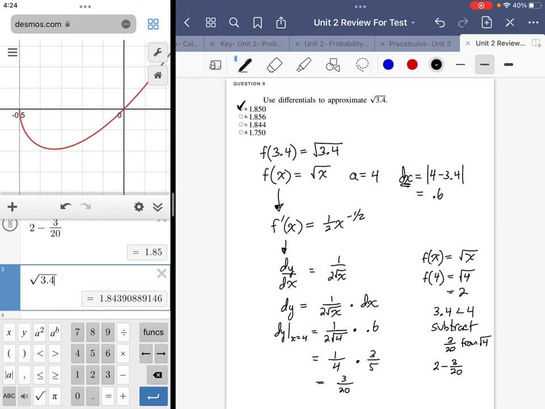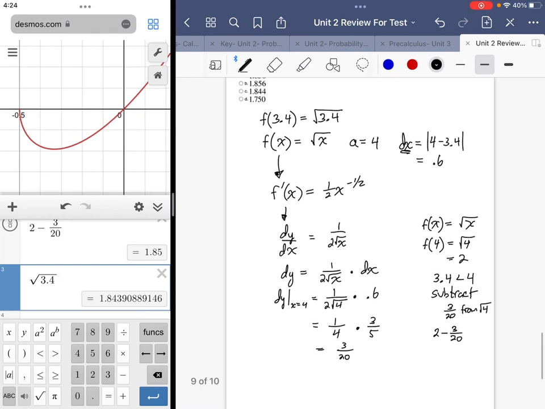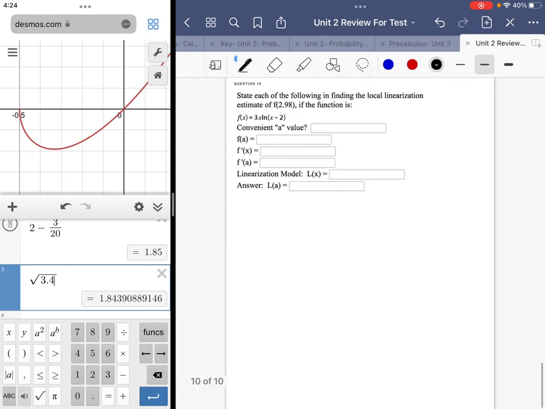And odds are, if I were to guess on something like this, I'd be like, all right, well, the calculator says the square root of 3.4 is 1.844. I'm going to choose something that's not that, but close to it. And the closest one to that is 1.85. Right? So it's more of a strategic, educated guess, but even more strategic than that.